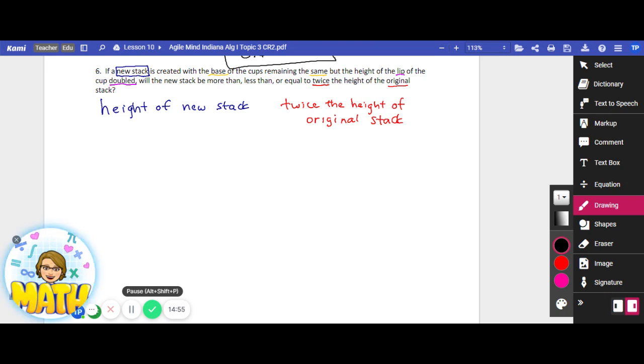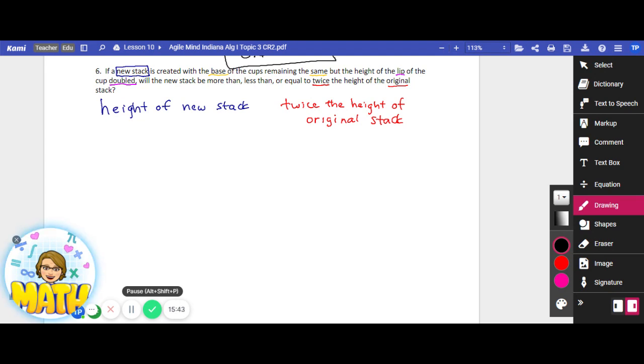And this one sounds confusing when you read it at first, so I tried to make it easier to understand. It says if a new stack is created with the base of the cups remaining the same, so our base is still 8 centimeters, but the height of the lip of the cup, or what we call the rim, is doubled. So the lip or the rim is twice as tall as it used to be. We want to know if the new stack would be more than, or less than, or equal to twice the height of the original. In other words, it's saying if the height of the lip doubles, does that double the height of the stack?